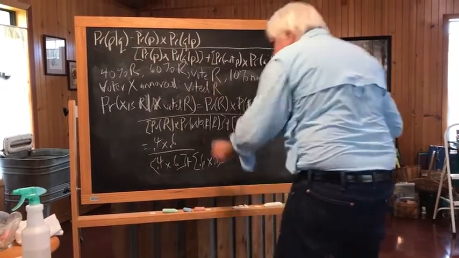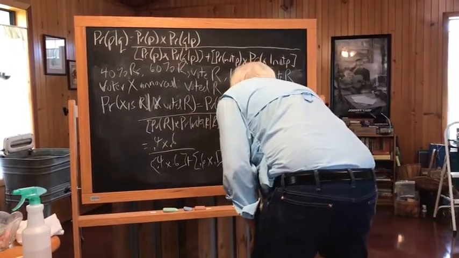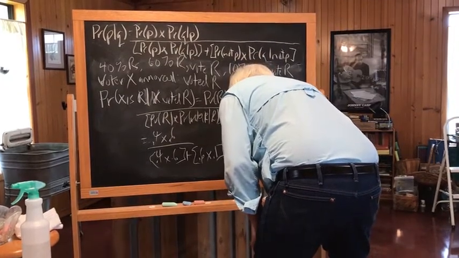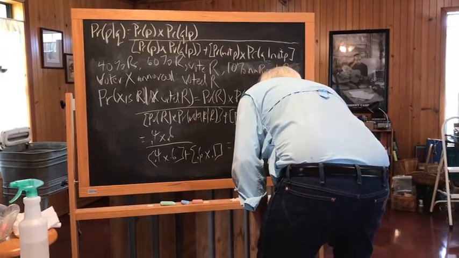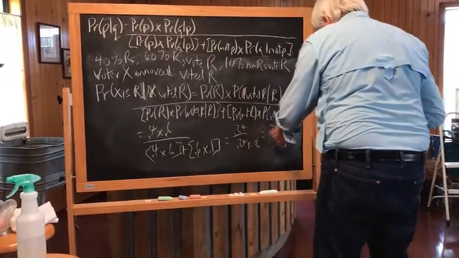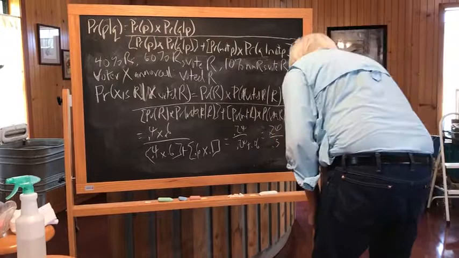And so now, I simply do the math. 0.24 over 0.24 plus 0.06, 0.24 over 0.3, and that's 8 over 10, that's 0.8.